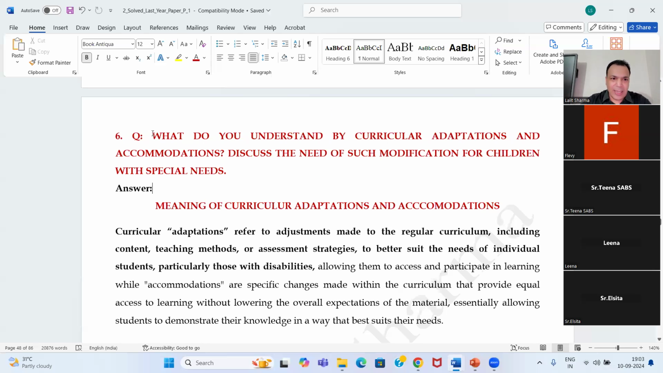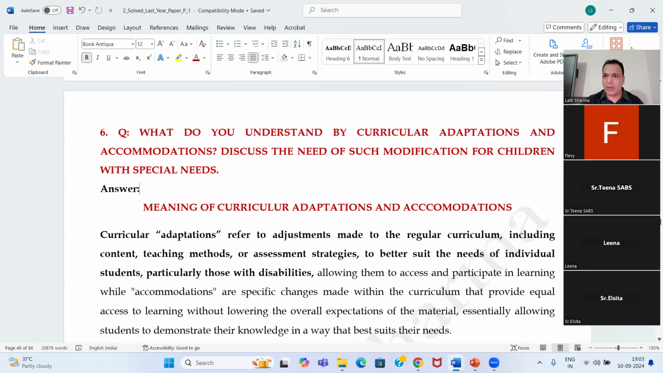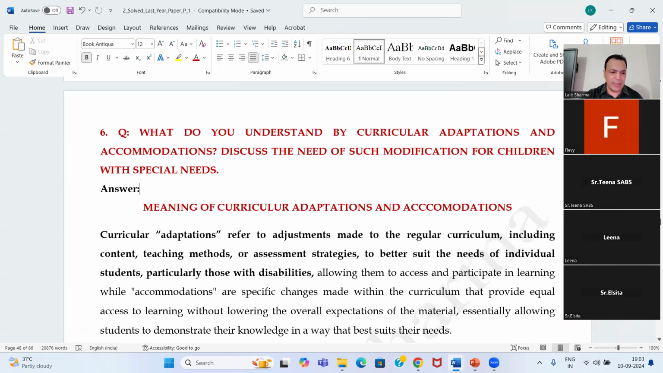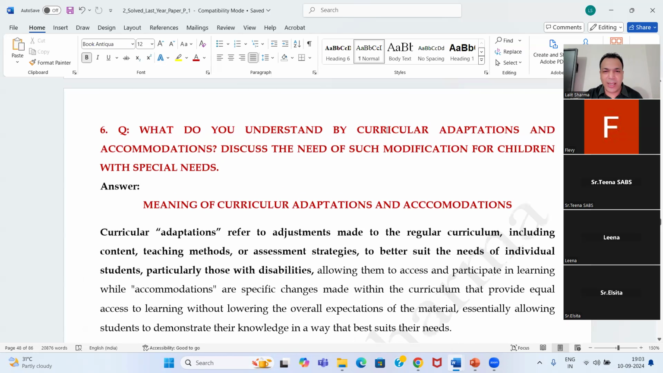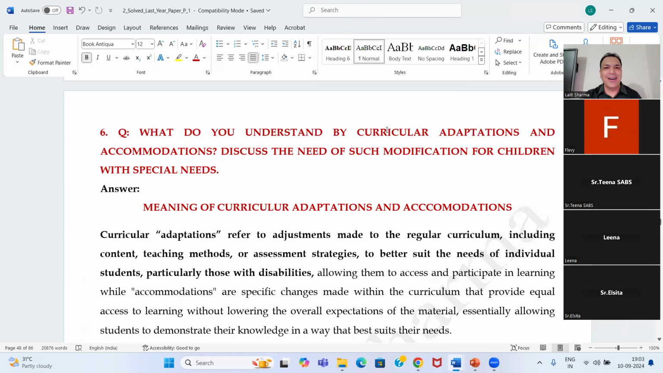Look, what do you understand by curricular adaptation? Right? Now I have zoomed out. Now it is clear, it is readable to you. Okay, this is an adaptation.